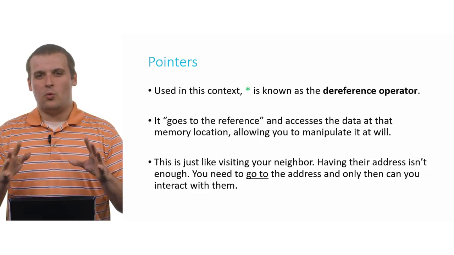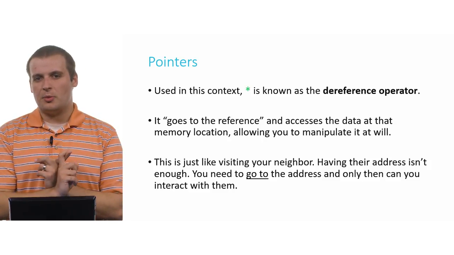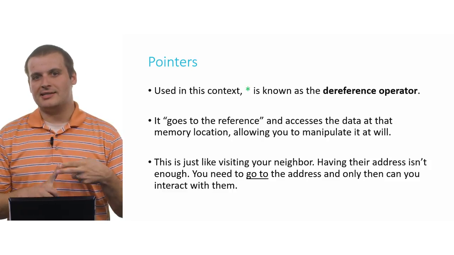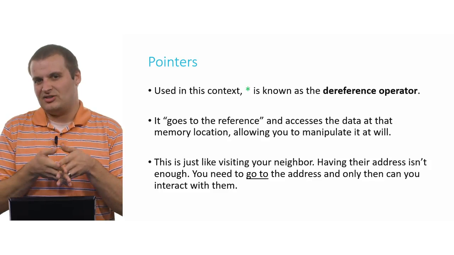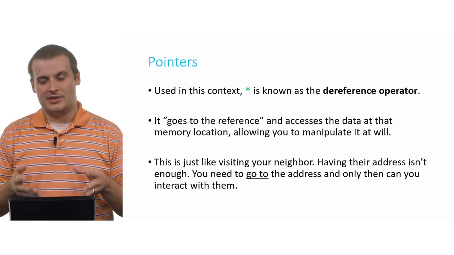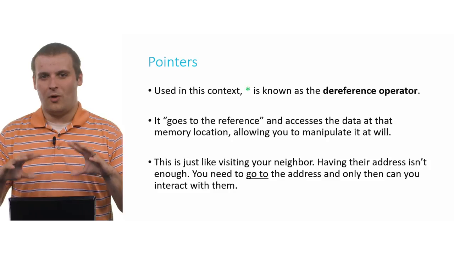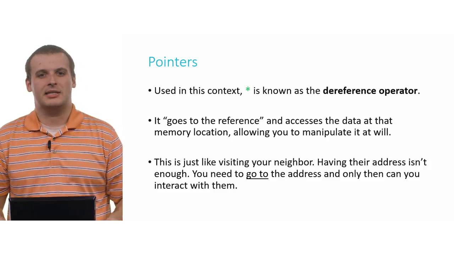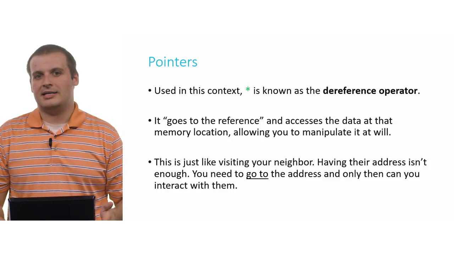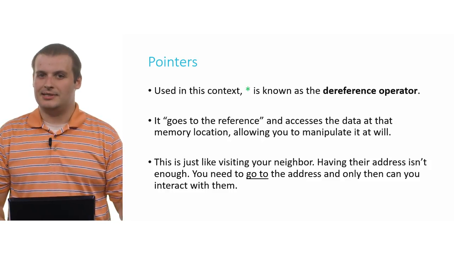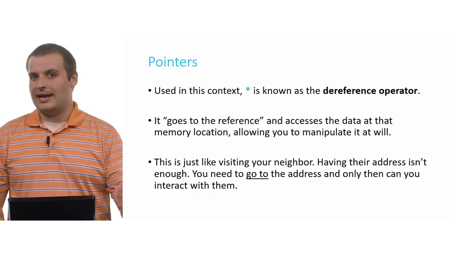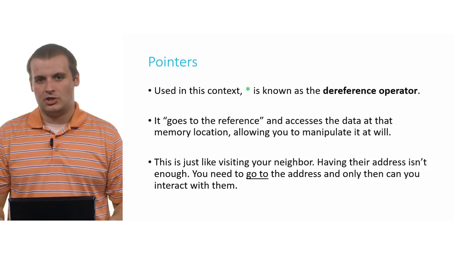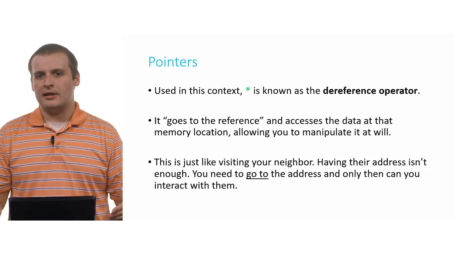So here we go again with some weird C stuff. We've seen star previously as being somehow part of the data type, and now it's being used in a slightly different context to access the data at a location. I know it's a little confusing, and that's actually part of why pointers have this mythology around them of being so complex. It's kind of a syntax problem, honestly. But star is used in both contexts, both as part of the type name, and we'll see something else too a little later, and right now as the dereference operator. So it goes to the reference. It accesses the data at the location of the pointer and allows you to manipulate it at will.